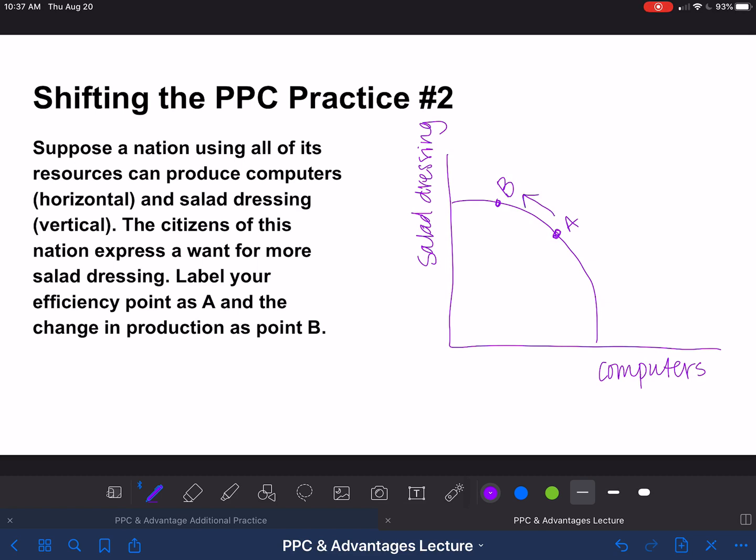Now, we're still making computers. We're just making less computers. We're making more salad dressing because that's what the citizens want. But both points A and B are on the efficiency curve. We didn't lose any resources. We didn't increase unemployment. We didn't become inefficient. All we did was change our production pattern, our production possibilities, to focus more on making salad dressing.